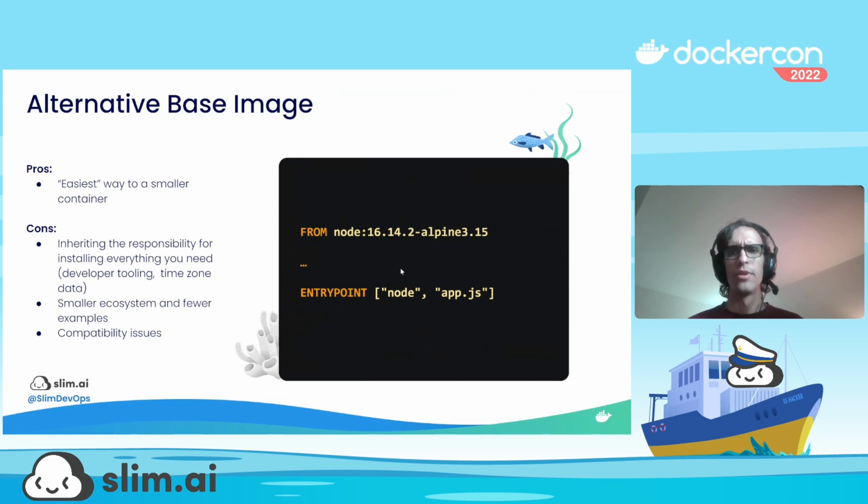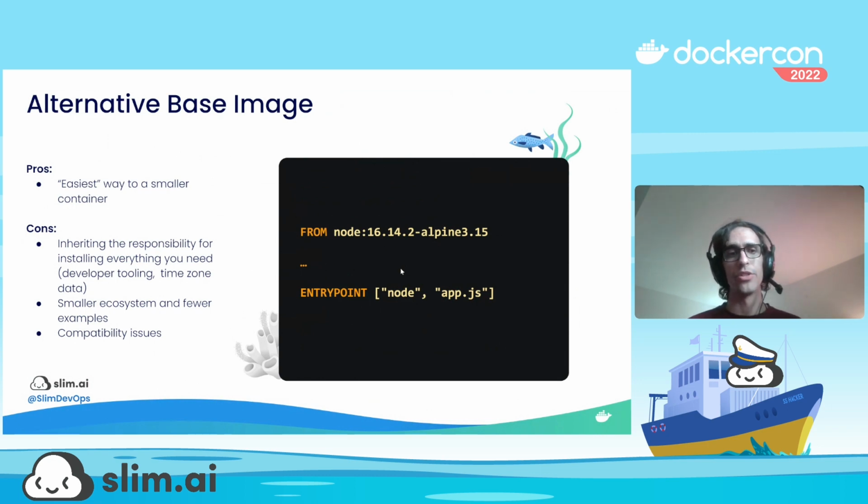Another way that you can improve your containerized applications is by using alternative base images. Generally speaking, this is the easiest way to get to a smaller container. Now, the downsides, quite a few, but could be worth the trade-off depending upon your scenario. For the most part, you're going to be inheriting all of the responsibility for installing everything you need. If you're using a Node latest or Node 16.14.2, you probably don't have to install your developer tooling or your time zone data. But if you want to take advantage of Alpine, you are now going to be responsible for installing all of those items.